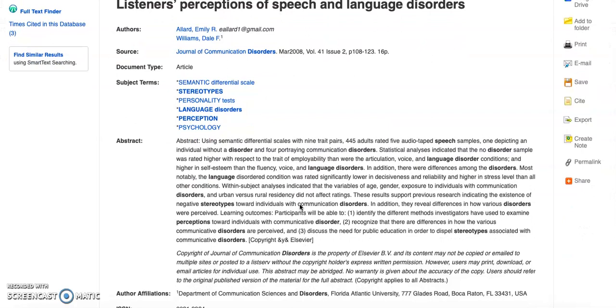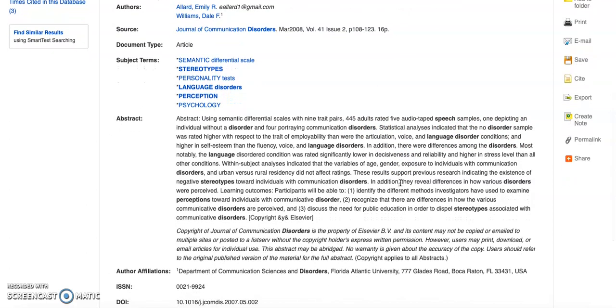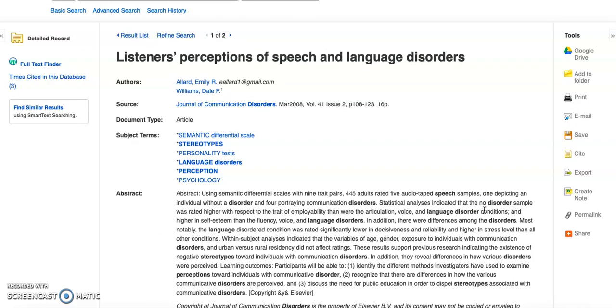And here I can look at the abstract, and that abstract is going to give me a quick summary of whether or not this is something that I should be looking at. So I look here, I see that we're getting something about people rating speech samples of people with different communication disorders. I think this is probably going to look good. I see from the end something about discussing the need for public education in order to dispel stereotypes. I think this is going to be good. Obviously, I'm going to read the whole thing to get an idea.